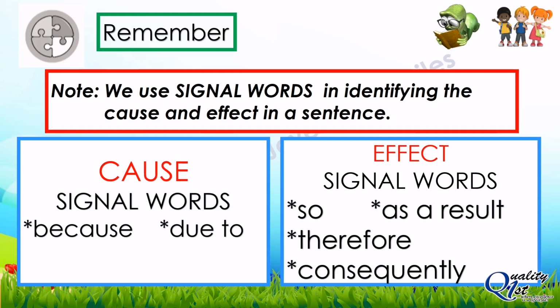We use signal words in identifying the cause and effect in a sentence. Now, the signal words under cause are because or due to. Now, for the effect, we have so, as a result, therefore, and consequently. Alright? Well done!